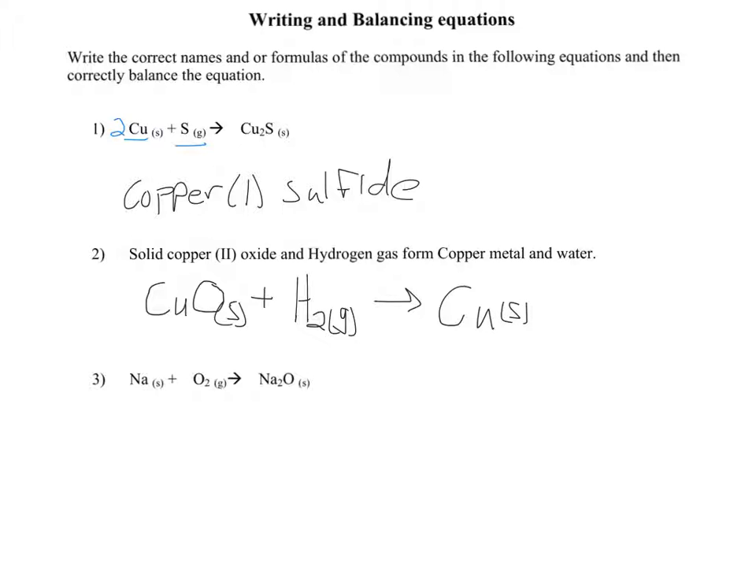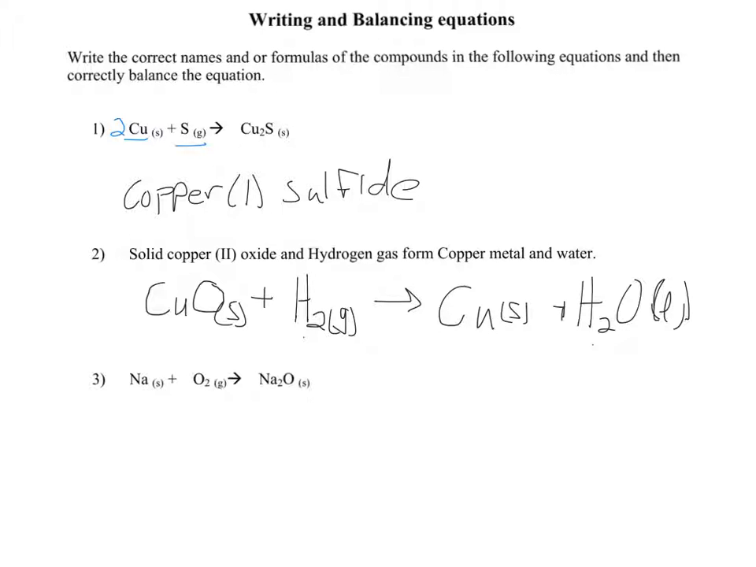Metals are solid except for mercury, and water, H2O, we'll say that it's a liquid, most likely. And now we have to balance it. We have 2 hydrogen on each side. We have 1 oxygen on each side, and we have 1 copper. So it's balanced as we have it written.